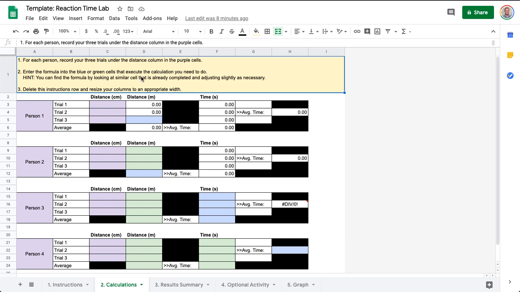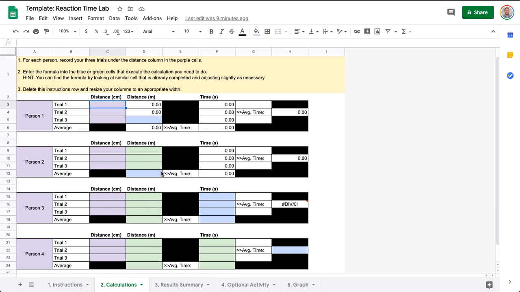Today we are going to complete the reaction time lab where we convert measurements of distance into time using a physics formula and our spreadsheets. So the first thing we're going to want to do is take our measurements that we would have done during the class time activity and enter those values here.